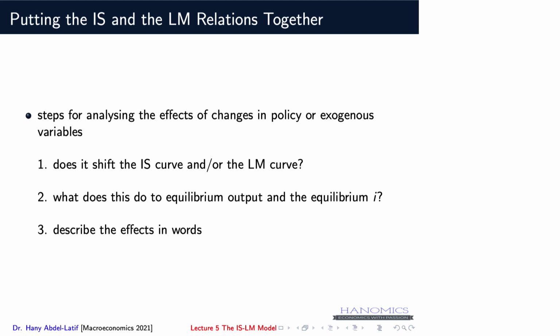Okay, there's a change in government spending. Which part of this IS-LM model will be affected? We know government spending is part of aggregate demand, and aggregate demand determines equilibrium in the goods market, so the effect should go through the IS curve. That's a way of thinking about how you should analyze these policy changes.